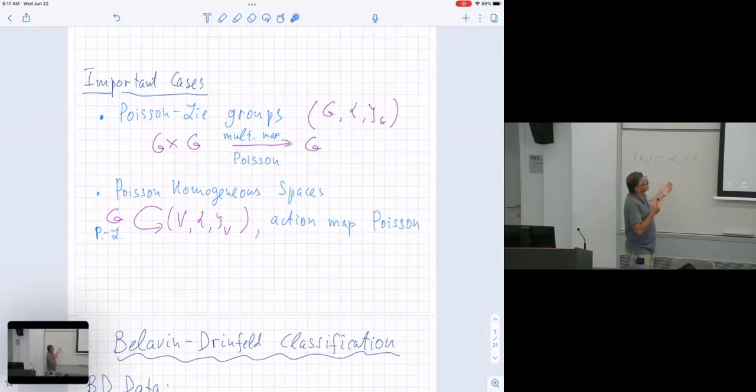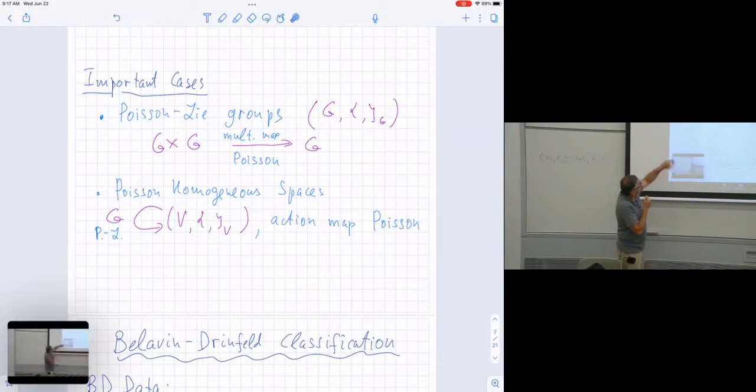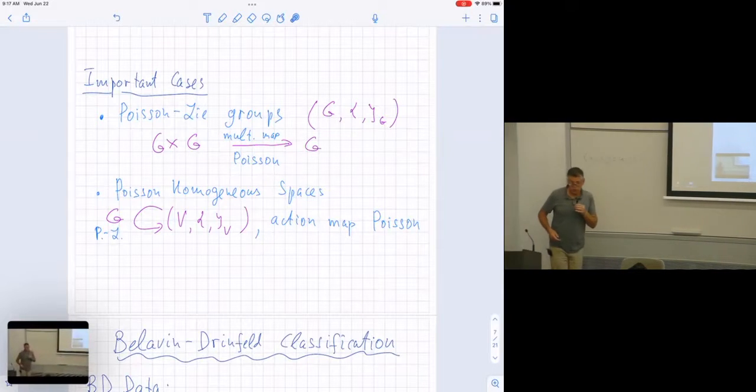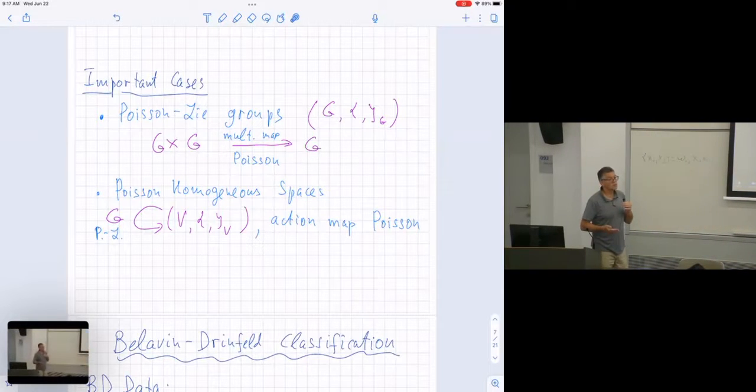So a Poisson-Lie group is a group with a Poisson structure such that the product is a Poisson map, and Poisson homogeneous spaces are Poisson varieties on which a Poisson-Lie group acts, such that the action map is Poisson. And in most of the examples of cluster varieties, you have this action of a Poisson-Lie group present one way or another. Even if you consider Grassmannians, Teichmüller spaces, Higher Teichmüller spaces, it is present there.